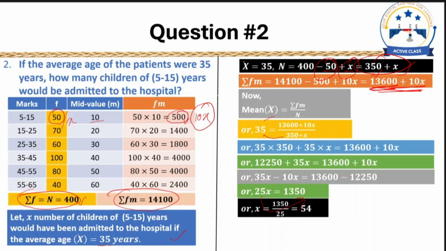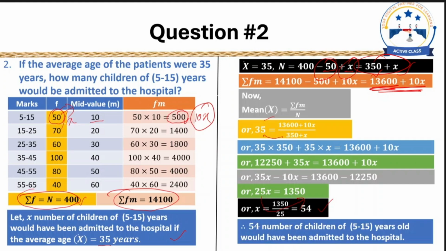See? Initially there were 50 children. We considered it should be x, and we got the value 54. That means 54 children of 5 to 15 years old would have been admitted to the hospital to get an average age of 35 years. We are done with the second question. Let's drill one more question.